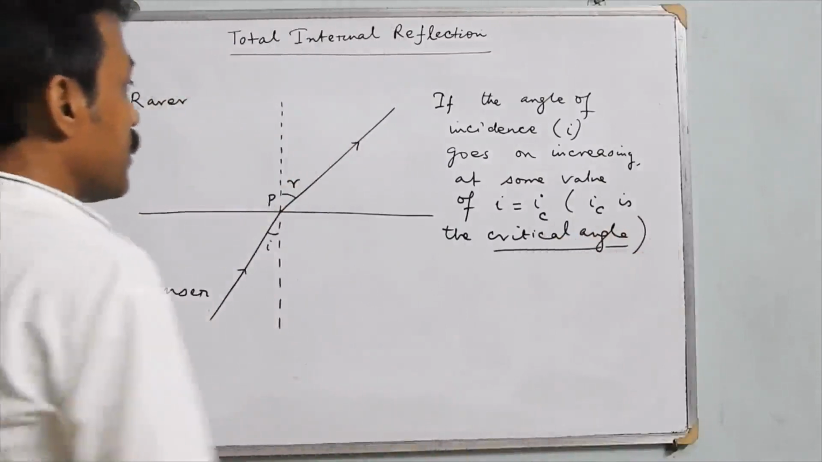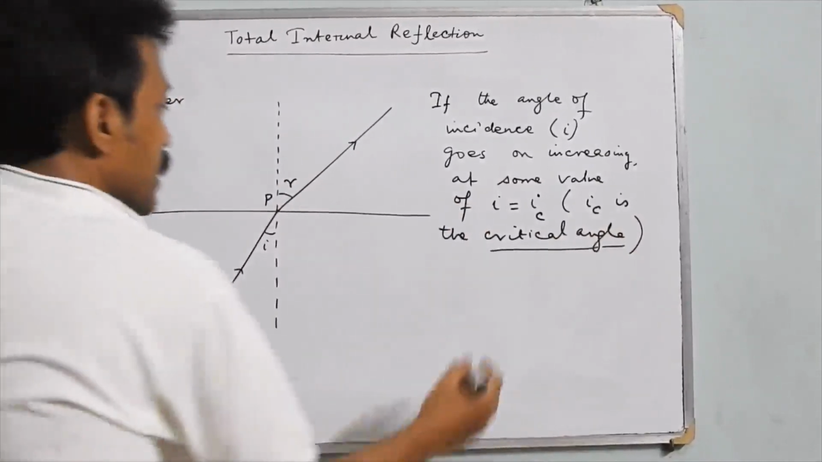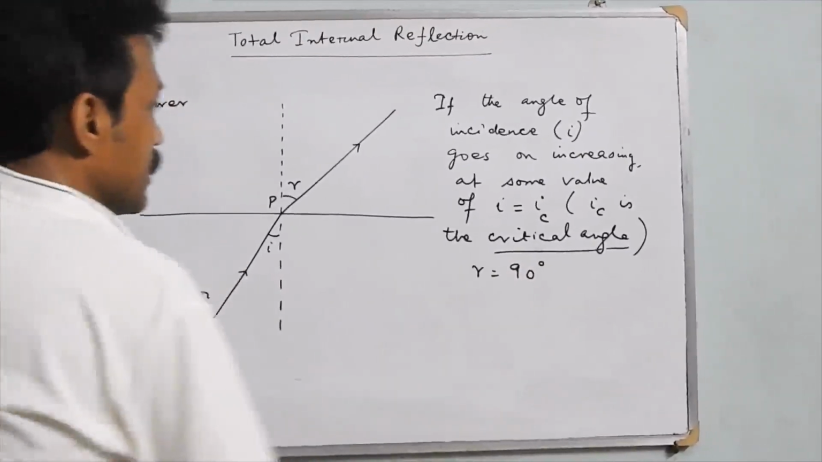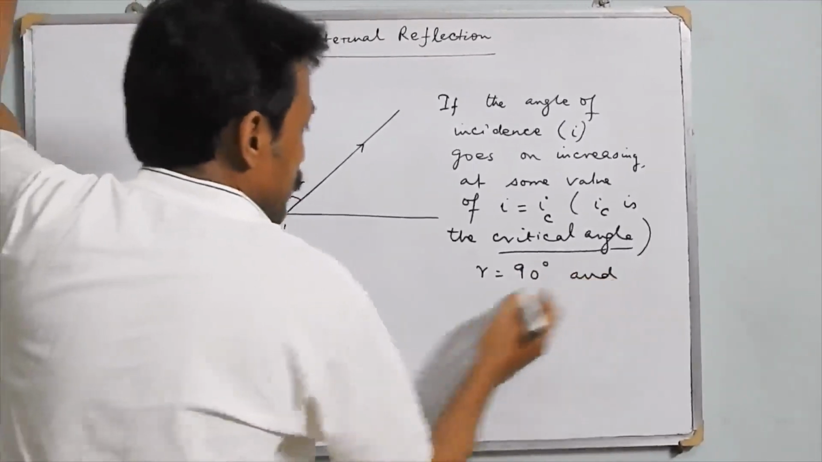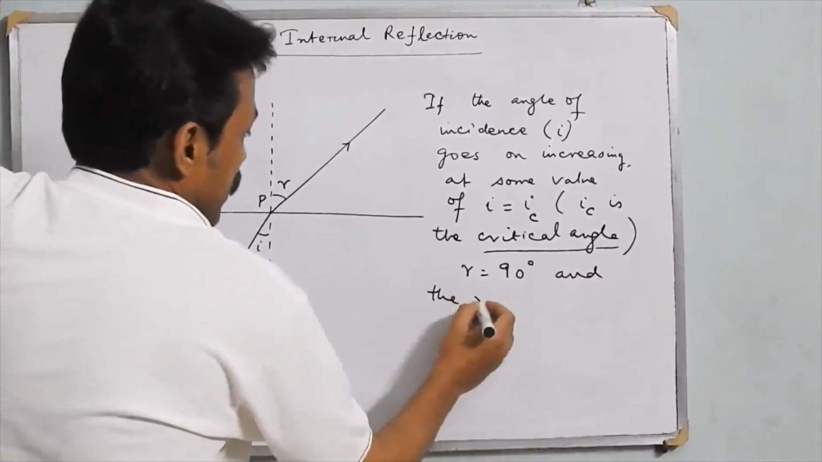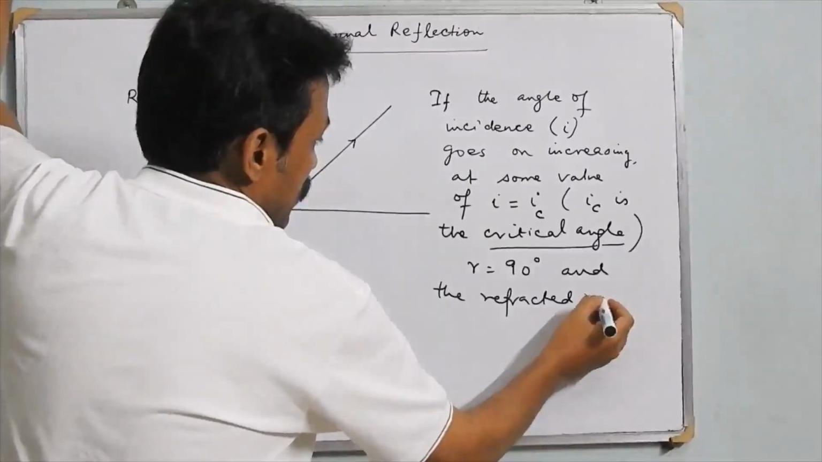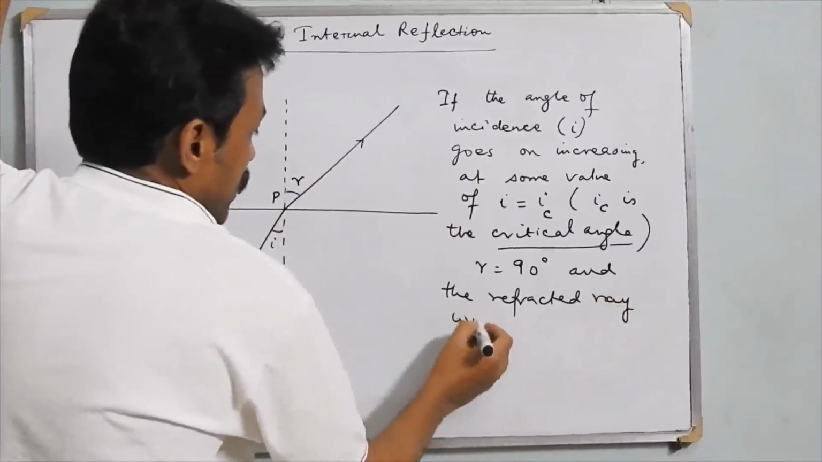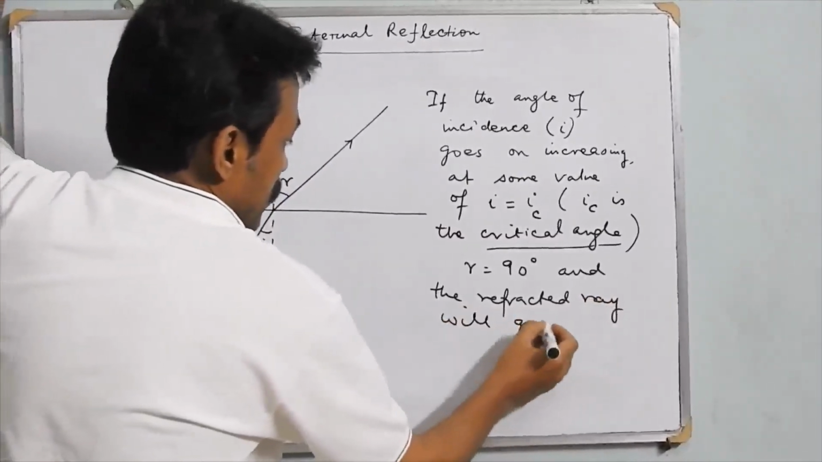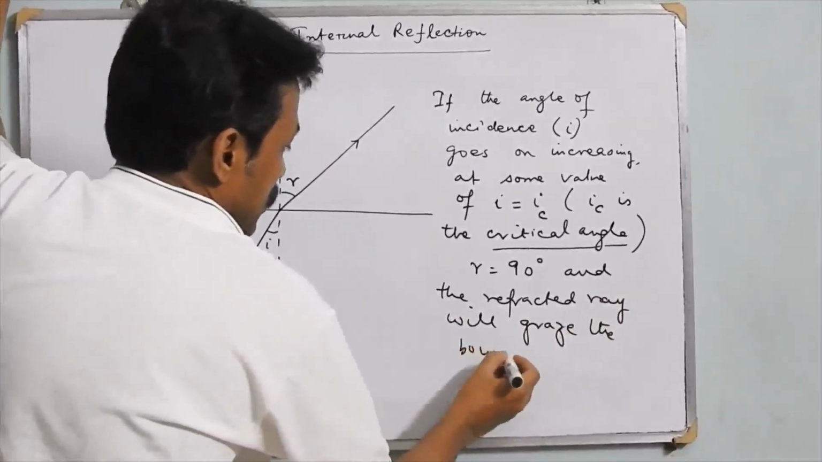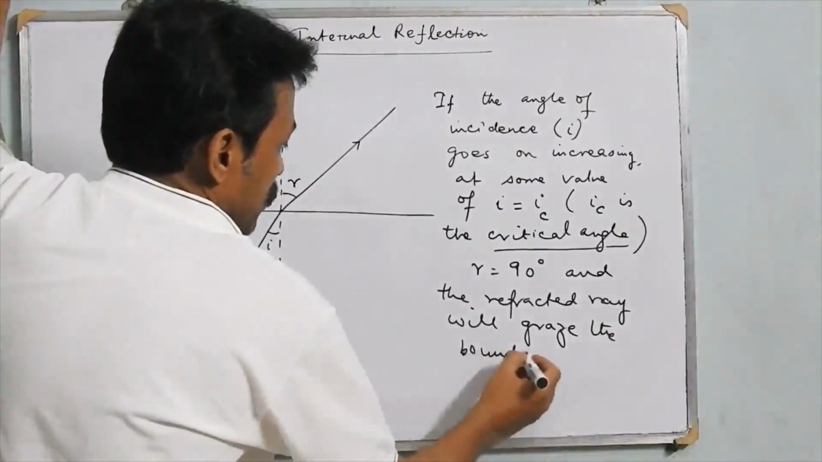So at some value of the angle of incidence, the angle of refraction will become equal to 90 degrees and the refracted ray will graze the boundary separating the two media.